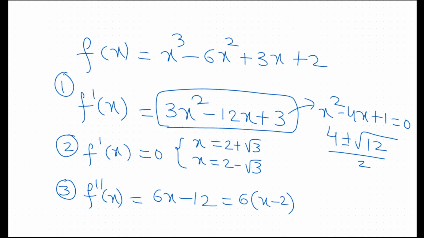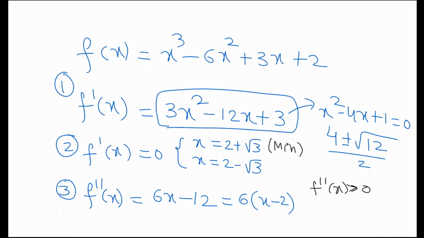If you substitute the critical point, what will happen? If you substitute 2 plus root 3, what happens? So we get plus root 3. That means f double dash x I am getting greater than zero, positive. That means this point is a minima point. Correct or not, ma? Minima point.